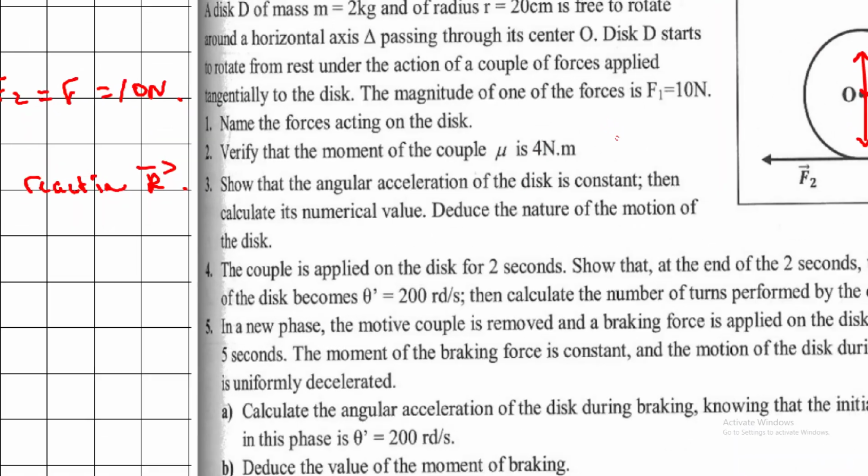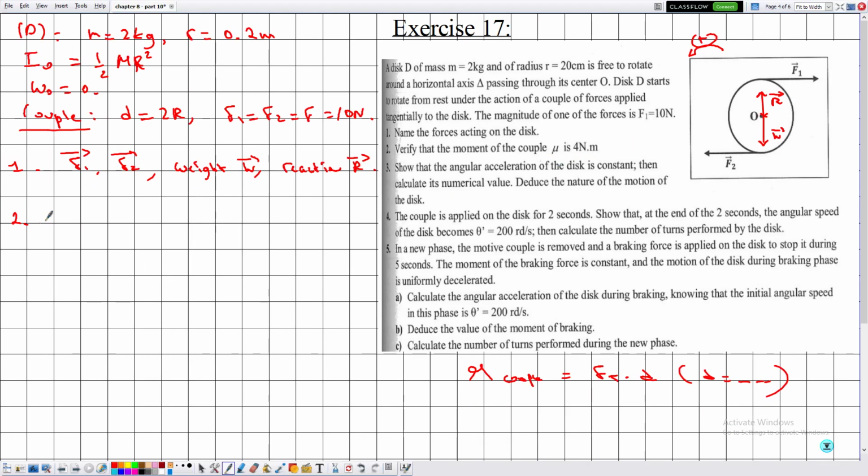Now in number 2, verify that the moment of the couple is 4 newton meter. So the moment of the couple. Let me choose this direction to be the positive direction, just to be in agreement with the question. Okay. So it is F tangential multiplied by the distance d. d is equal to 2R, which is equal to 2 times 0.2, which is given by 0.4.